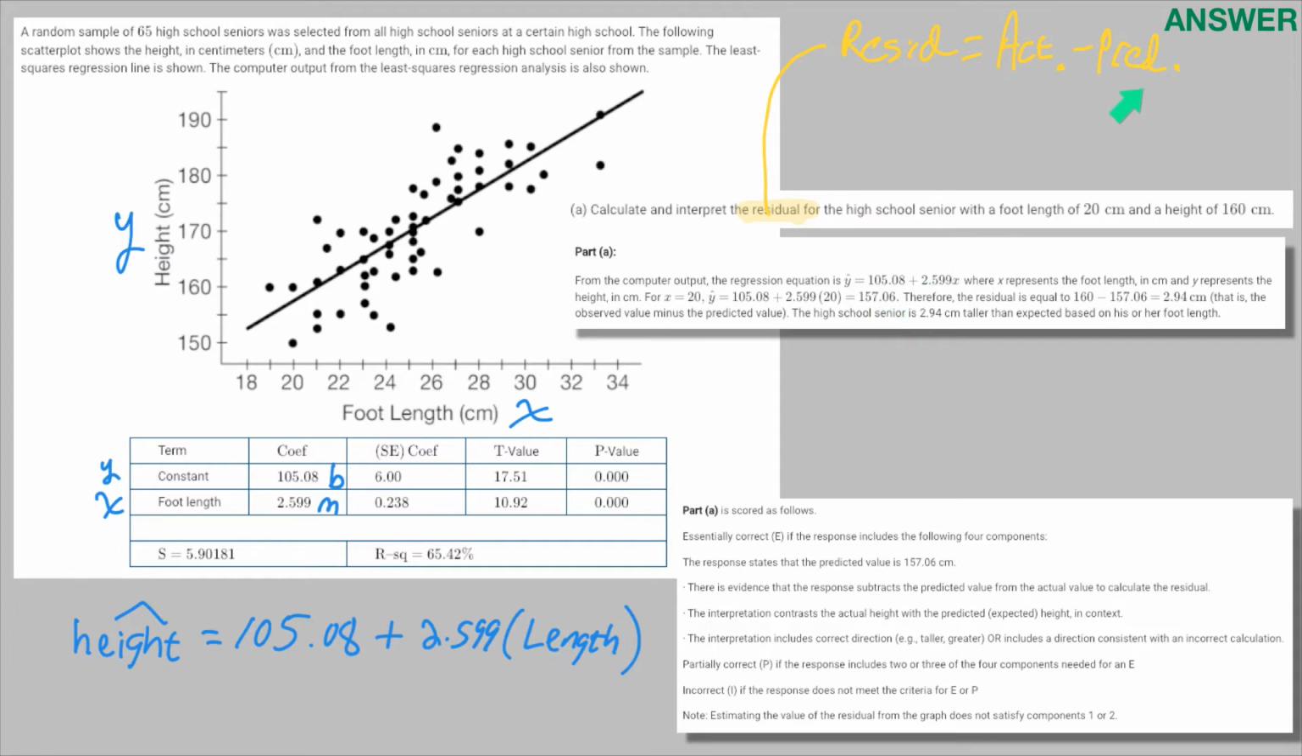That's the predicted value, so the residual is 160, or the actual value, minus 157, which is the predicted value, for a residual of 2.94 centimeters. Essentially correct criteria is down here. You need to have three components. The formula for the residual, actual minus predicted. The interpretation, actual height compared to the predicted height, and then context, which is is it taller or smaller? Since the residual value is positive, that means the actual number is greater than the predicted number, or the line is below the actual value.